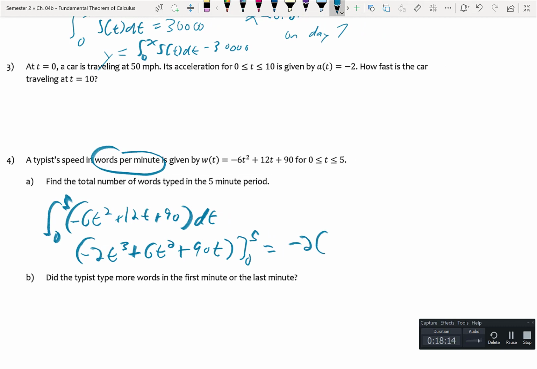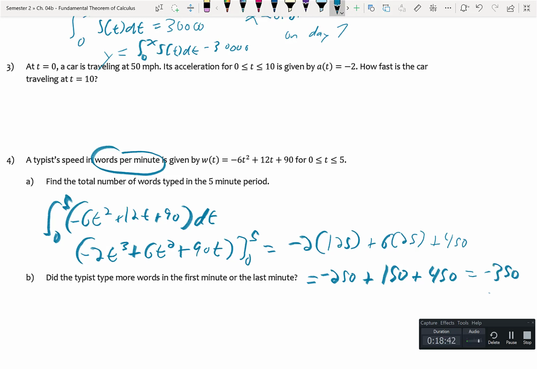Negative 2 times 5 cubed is 125, plus 6 times 5 squared, 6 times 25, plus 90 times 5 is 450, or negative 250 plus 150 plus 450. Negative 250 plus 150 is negative 100. So this would be negative 100, 350. Oh, positive 350 words. You can't really type a negative number of words. That'd be weird.